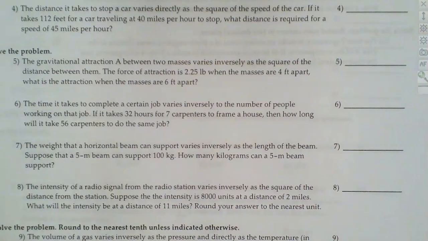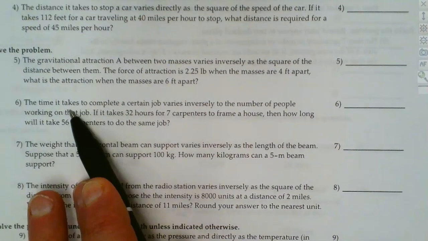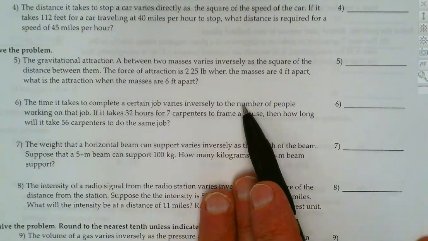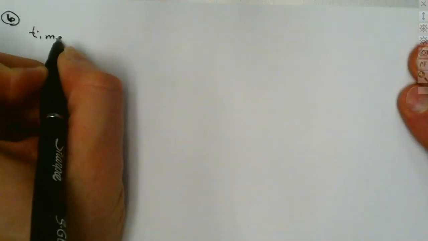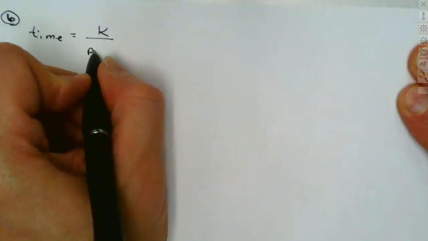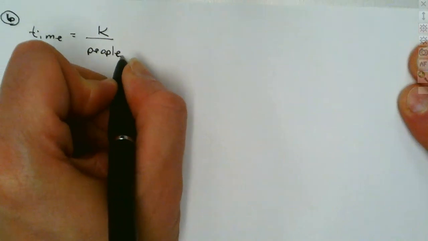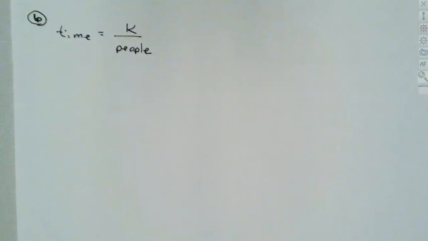So let's see what we've got. Time it takes. So what we're looking for is the time. Time varies inversely by the number of people. So the time equals K over the number of people working on that job. So there's our formula. And now we just plug our numbers in.